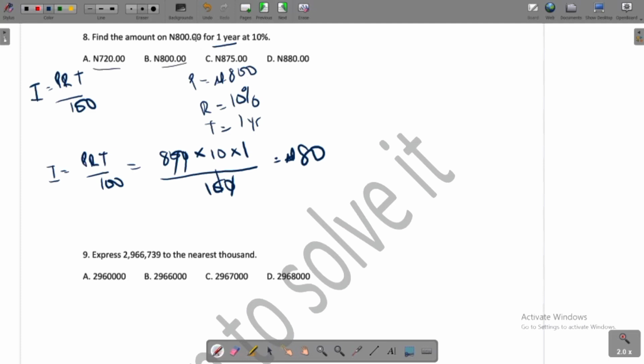That's the initial amount we are given. So even this one is 875, 880. We know that if we add this 80 to this initial amount we are given, 800, it means the amount is P plus I. The principal P is 800 plus interest, that's 80 naira. So obviously we are having 800 and 80 naira. So our answer here was D.